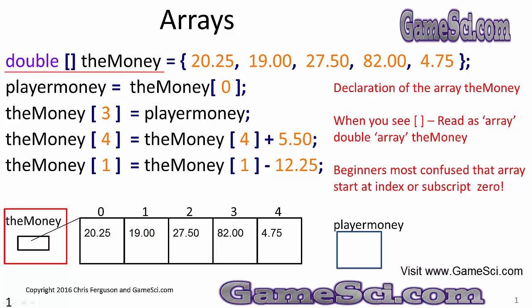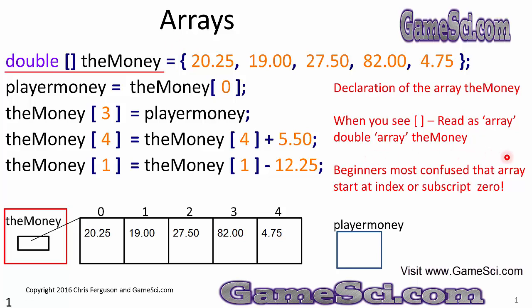When you see the square brackets, read that as an array. I'll read this line up here as double array the money. And this here is called an initialization list. It'll initialize the positions in the array to these values.